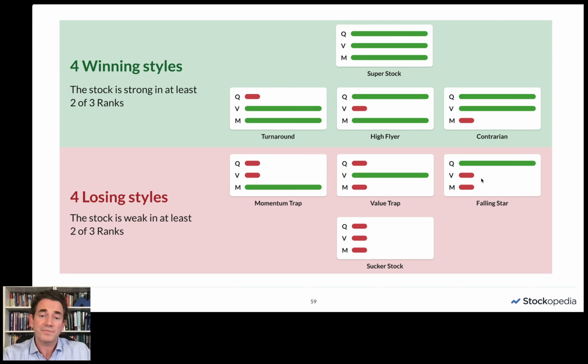And falling stars, some of the best stocks in the market, when they've been high flyers, if the momentum caps out and brokers start cutting the numbers, they become falling stars. And it's one of the worst places to be, at least for a period of time, at least for the next year in your investments. So worth bearing in mind.